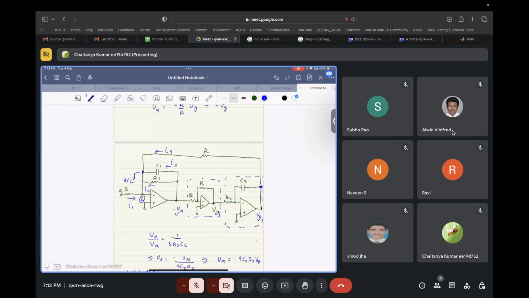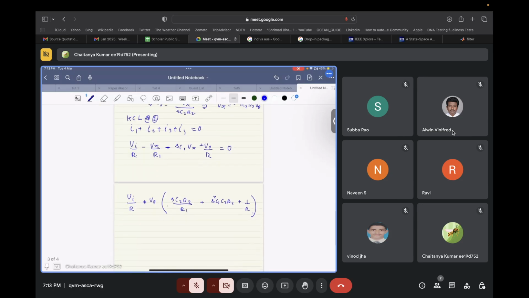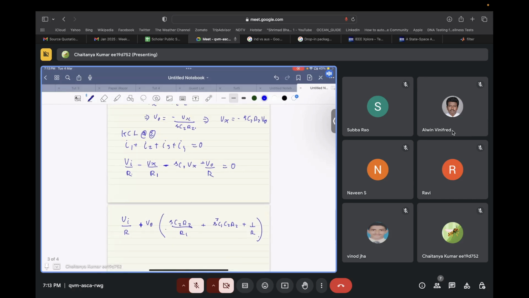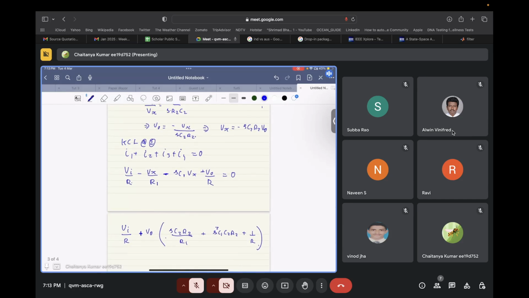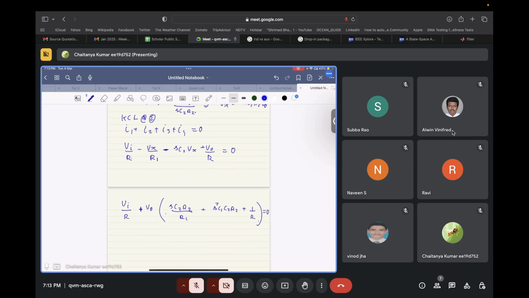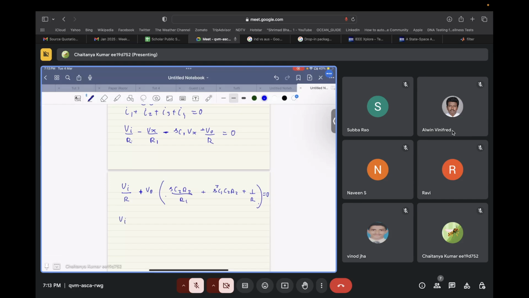It is clear till here, right? Is it correct? So SC2R2 minus SC2R2, and here it will be minus S square C1 times C2R2 plus 1 by R. Correct. So this is equal to 0. So Vi by R. So this R can be taken common. So the whole equation can be divided by R.